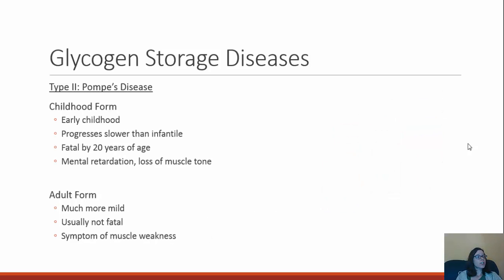Okay, there's also a childhood form of Pompe's disease, which progresses slower but is usually fatal in younger adulthood, and the consequences are mental retardation and loss of muscle tone. And then there's an adult form, which is much more mild and usually not fatal, but does result in muscle weakness.